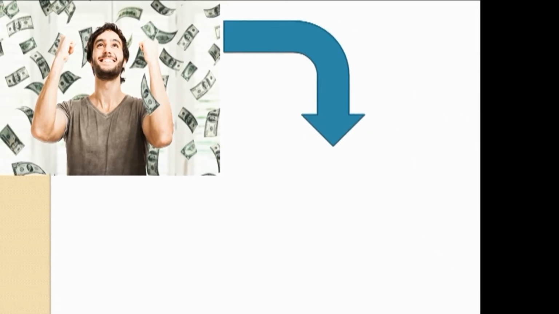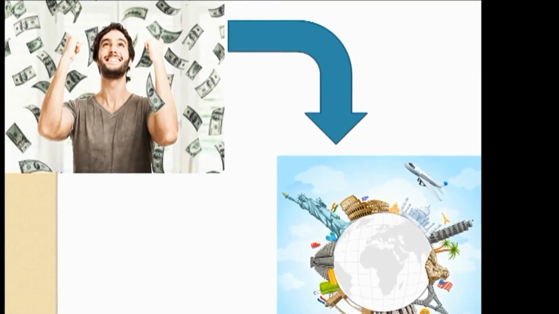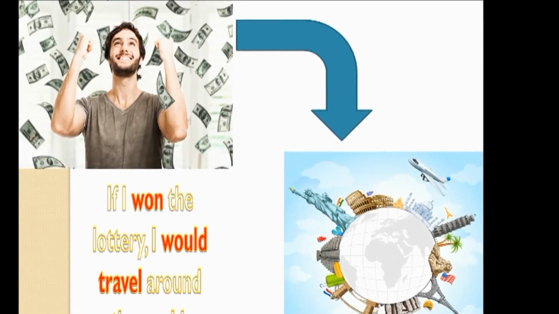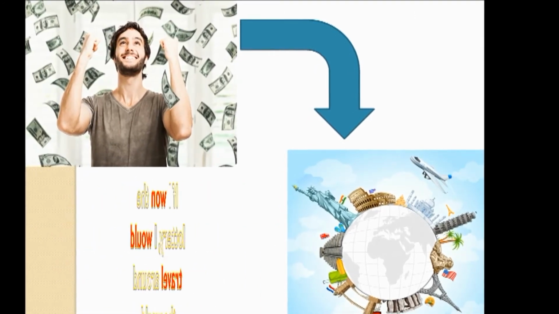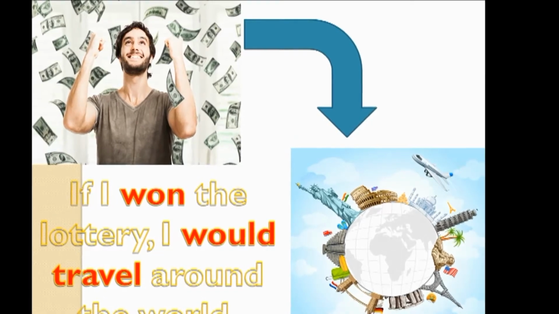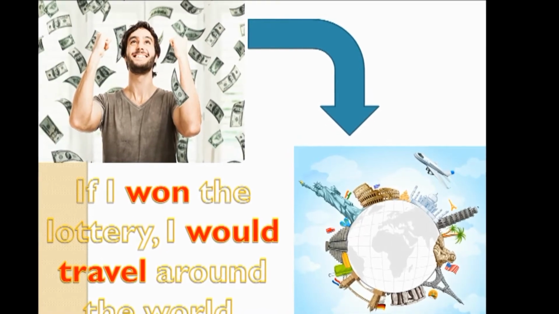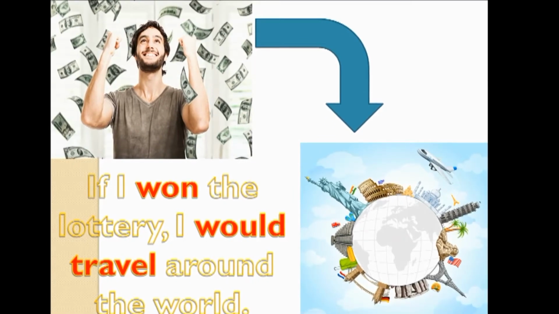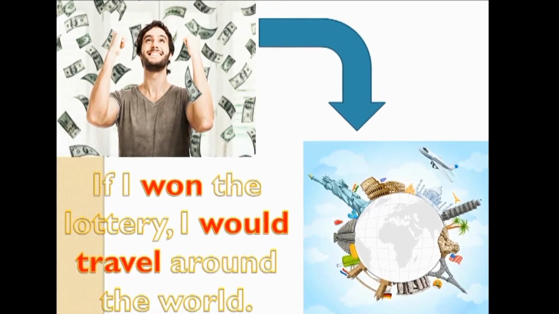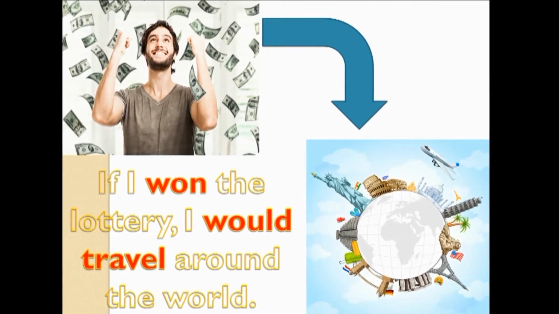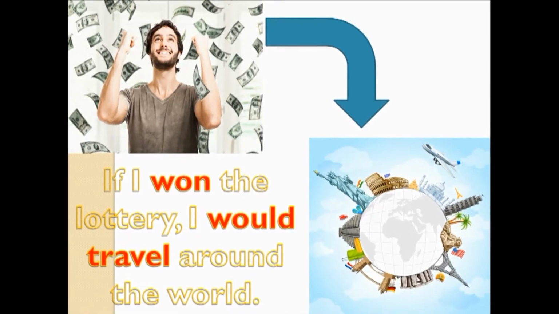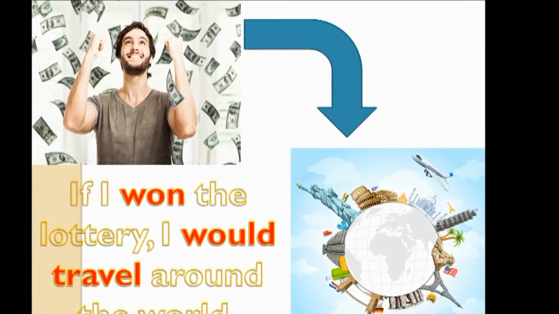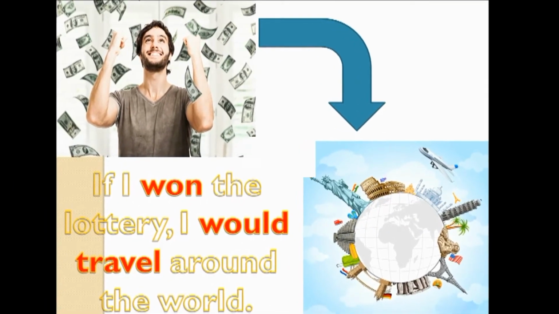Now, the guy here is fantasizing what he would do if he, for example, won the lottery. And he goes, if I won the lottery, I would travel around the world. There is a very small possibility for the guy to win the lottery now or in the future, and therefore there is a none chance for him to use that money to travel around the world. So again, he's only fantasizing, imagining what would happen if he won the lottery.